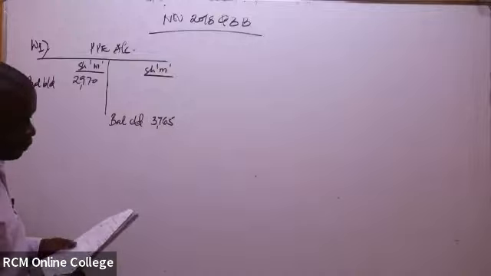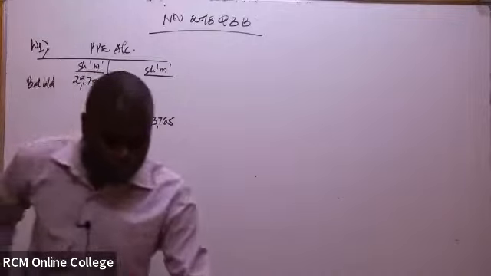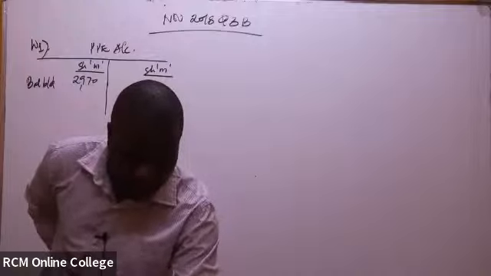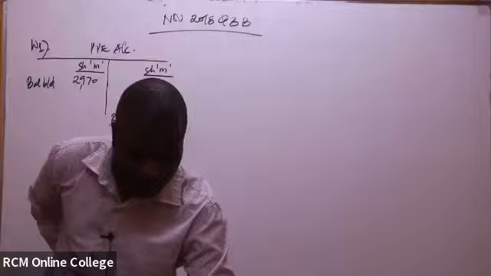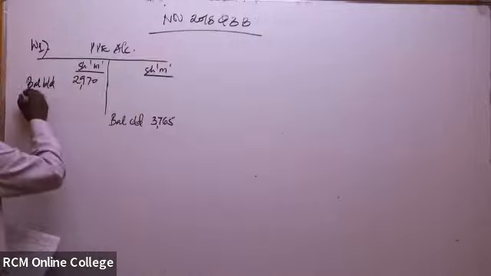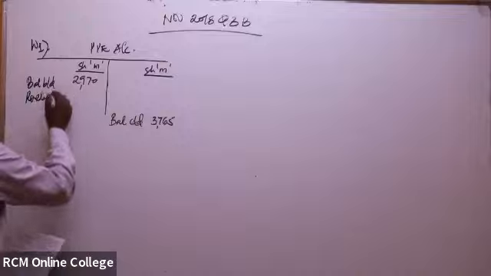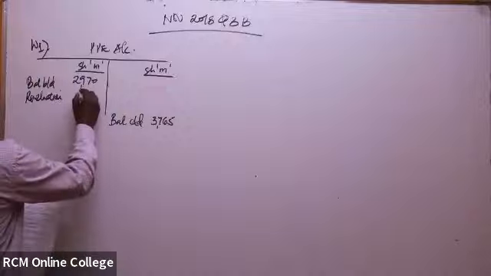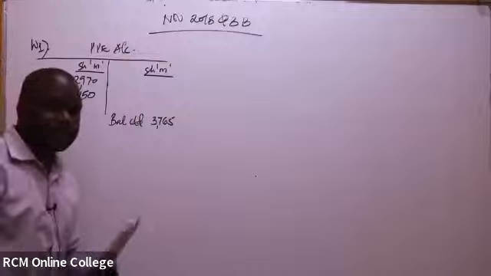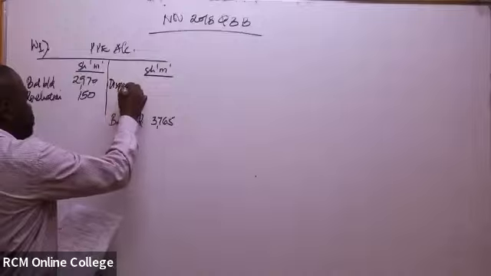Then if you look at the additional information, you've been told that during the year ended 30th of September 2018, an 80% owned subsidiary revalued its property upwards by 150 million. When you revalue, the assets go up, so you debit the revaluation of 150 million. They also did a disposal of an asset.